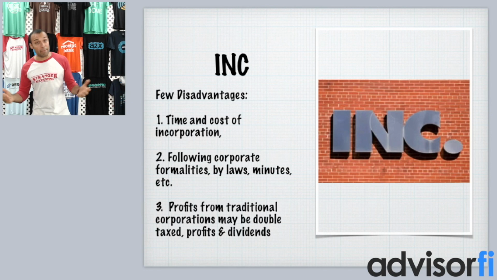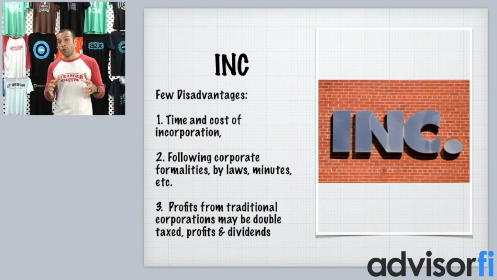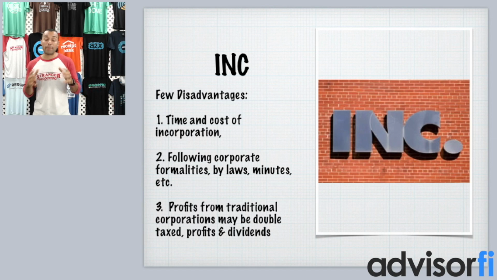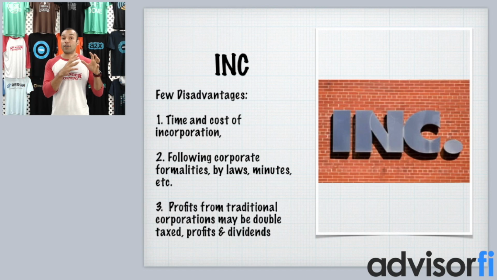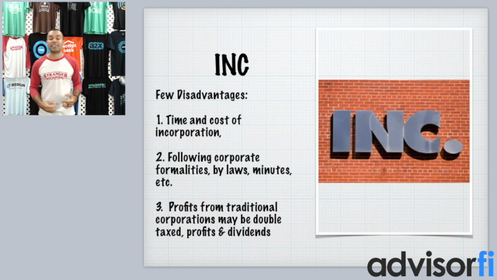And number three, one of the biggest disadvantages, at least on the tax side, is profits from traditional corporations may be double taxed. The reason it would be double taxed is an incorporation taxed as a C Corp by default has its own corporate tax rate bracket. So the company's profits would be taxed at a federal tax bracket, and then if the profits are distributed to the shareholders by way of dividends, the shareholders themselves must pay a dividend tax on that profit. So that's why it's called a double tax. That is, the profit gets taxed and then the dividends get taxed again.